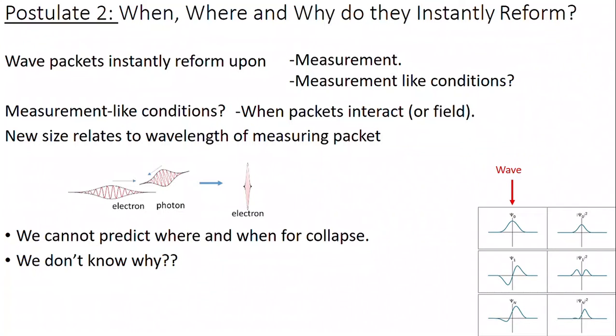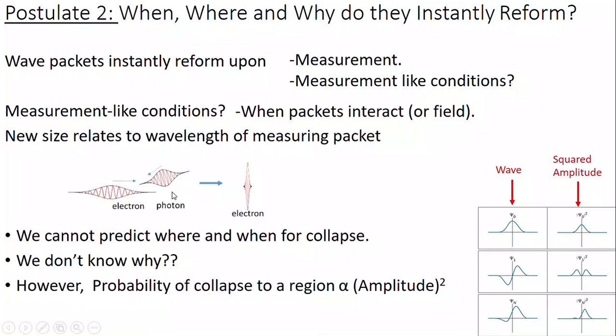But what we do know is that we can predict probabilistically where this collapse is probably going to happen based on squaring the amplitude of the wave packet. So if you square the amplitude, it basically makes the wave packet positive everywhere, and the biggest squared amplitude would be in the middle, and that's the most likely spot that it's going to instantly reform to. Basically, these things tend to instantly reform to where most of them exists. But there is a smaller probability that it might instantly reform to somewhere on the edges of the wave packet as well. And this is called the Born rule, where probability of collapse to a region is proportional to the squared amplitude.